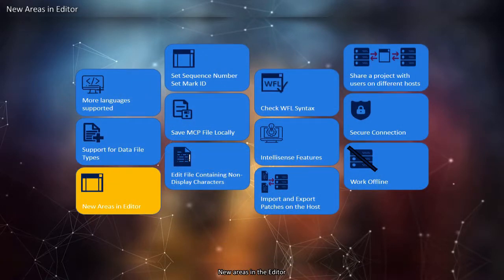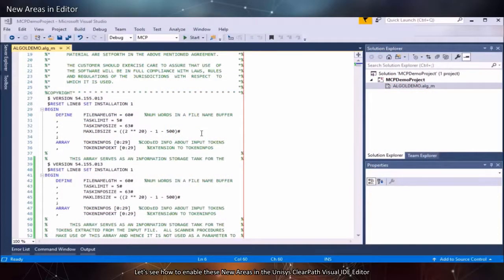New areas in the editor. Support for viewing the sequence number, mark ID and hidden columns in place in the editor has been added. This allows the files to look the same as the layout on the MCP host. You can either opt to see these columns or hide them. Let's see how to enable these new areas in the Unisys ClearPath Visual IDE editor.